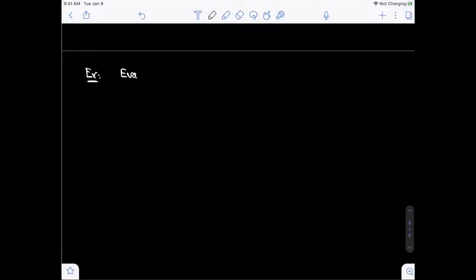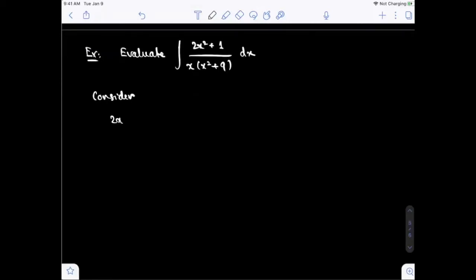So evaluate the integral of 2x squared plus 1 divided by x times x squared plus 9 dx. We look at this, you see that in the denominator, you have one linear factor, and the other one is an irreducible quadratic factor. So consider 2x squared plus 1 divided by x times x squared plus 9 is equal to a over x plus bx plus c over x squared plus 9.